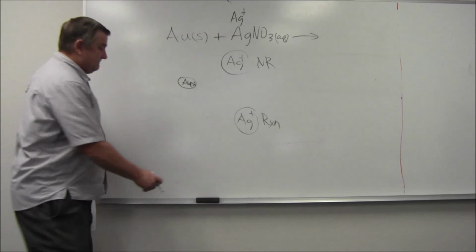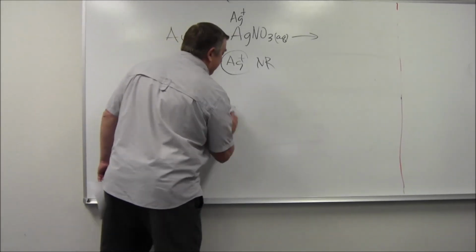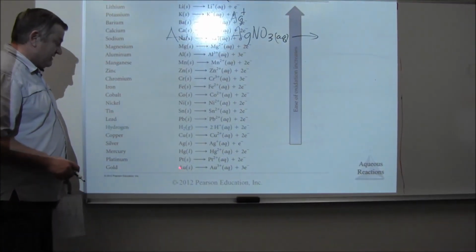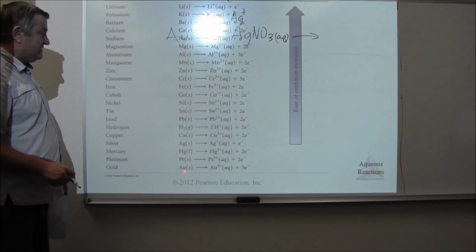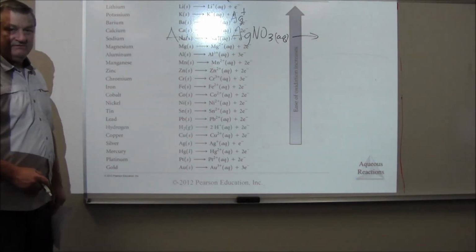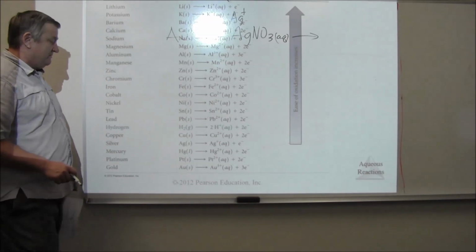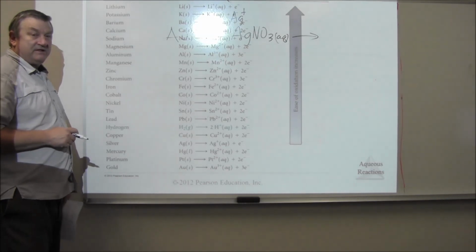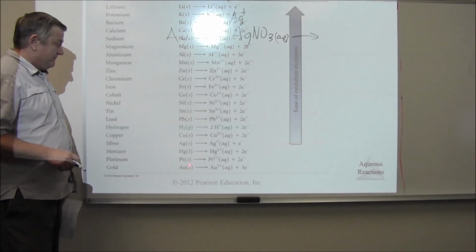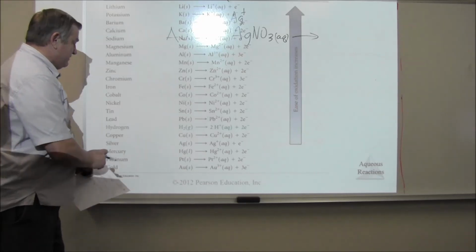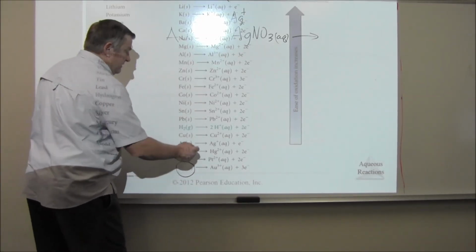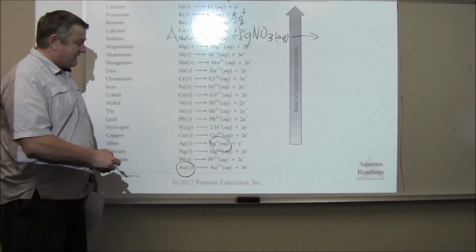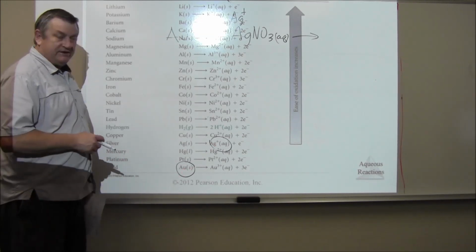Okay, so let's find out. Let's look at our series. Oh, and gold's way down here. So in this table, for gold to react, it's got to flip, because it likes to keep its electrons more than any other element on this table. And so here's gold solid. Oh, and here's silver ion. And uh-oh, no reaction here, right? Because the cation is above the neutral.